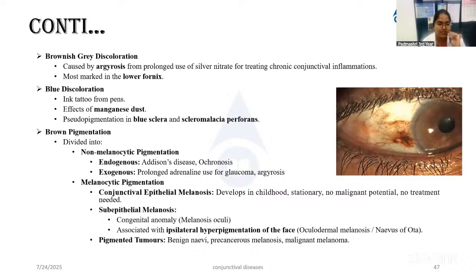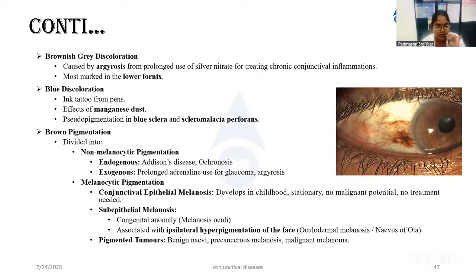Brownish gray discoloration is caused by argyrosis from prolonged use of silver nitrate for treating chronic conjunctival inflammation, most marked in the lower fornix. Blue discoloration: ink tattoo, effects of manganese, pseudopigmentation in blue sclera and scleromalacia perforans. Brown pigmentation is divided into non-melanocytic and melanocytic. Melanocytic endogenous conditions include Addison disease or ochronosis. In exogenous, prolonged topical use of drugs for glaucoma and argyrosis.